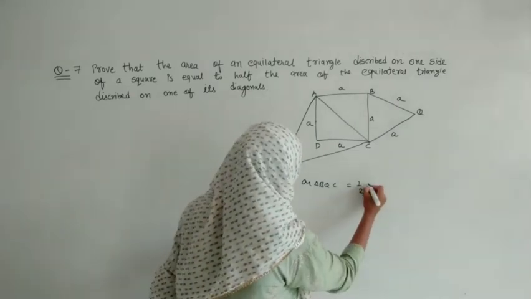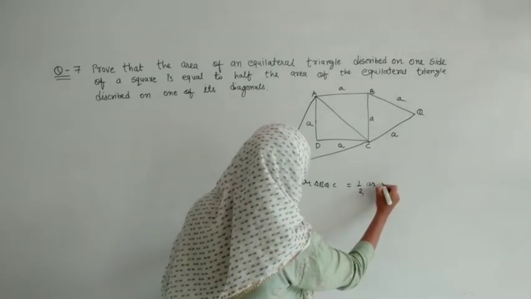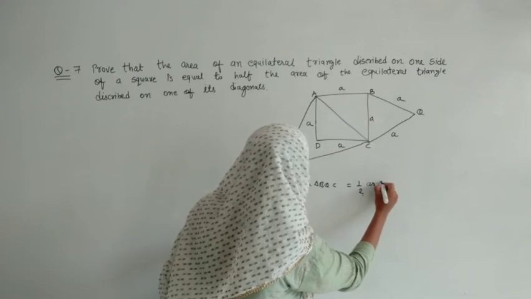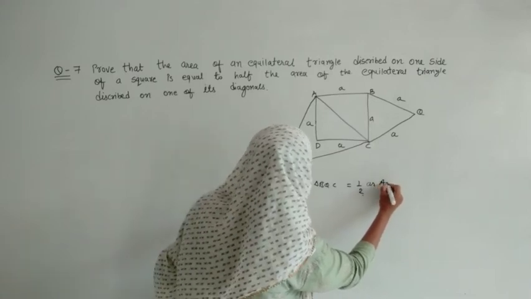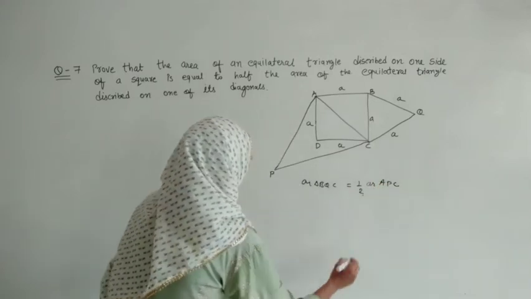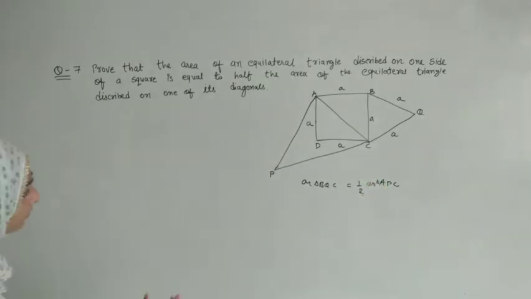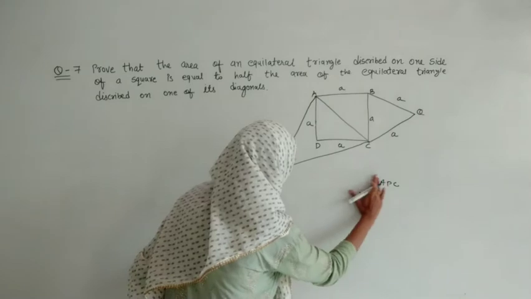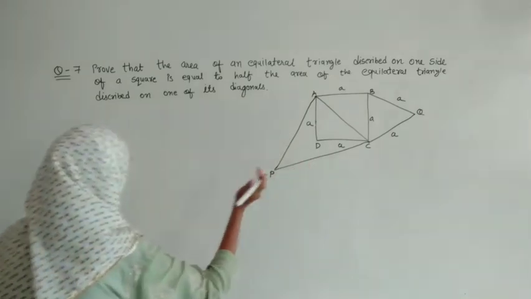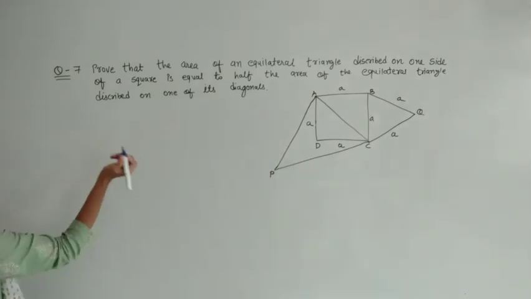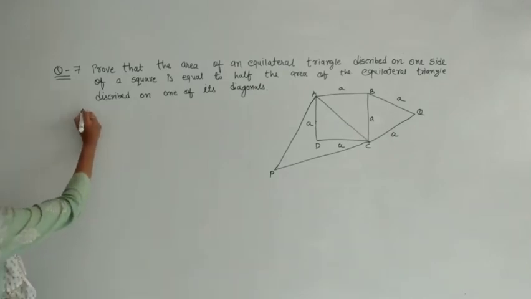diagonal, means it is half of the area of the triangle described, means APC. Right, then we have to prove that. So here we will go further on. Let us do some process for it. So what is given to us? Actually nothing is given to us, but we will write something.